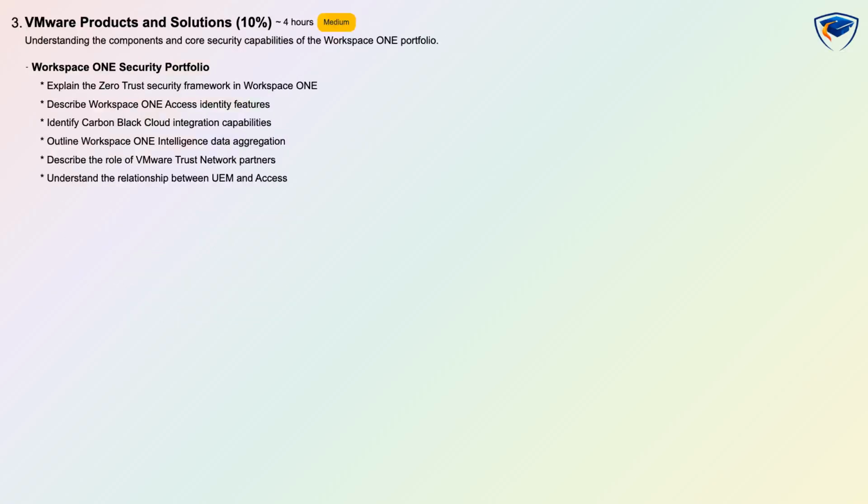The VMware Products and Solutions domain focuses on understanding the components and core security capabilities of the Workspace 1 portfolio. This domain covers topics such as the Workspace 1 security portfolio. You'll learn to explain the Zero Trust security framework in Workspace 1, describe Workspace 1 access identity features, identify Carbon Black Cloud integration capabilities, and outline Workspace 1 intelligence data aggregation.